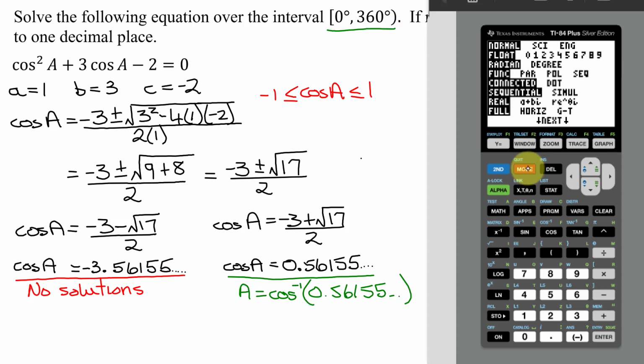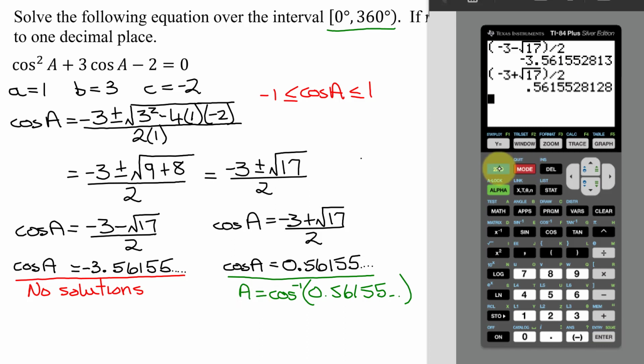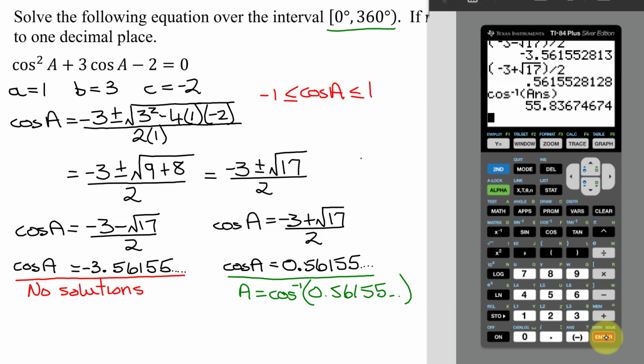So going to my calculator, I need to make sure I'm in degrees. So go to the mode, and I'm in radians. So I have to scroll down over, hit enter. Now I'm in degrees. And now I'm ready to find the inverse cosine, which is second cosine, the blue one up here, of, I don't want to have to retype this number, it's being stored in the answer, which is up here in blue, so I'm just going to hit second answer. Close parentheses and hit enter. So my answer is 55.83... and it says to round it to one decimal place, so that 3 is not going to round the 8 up.